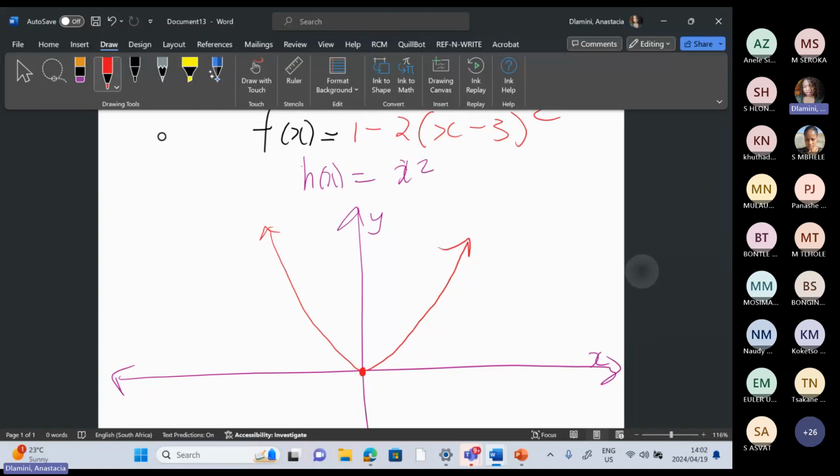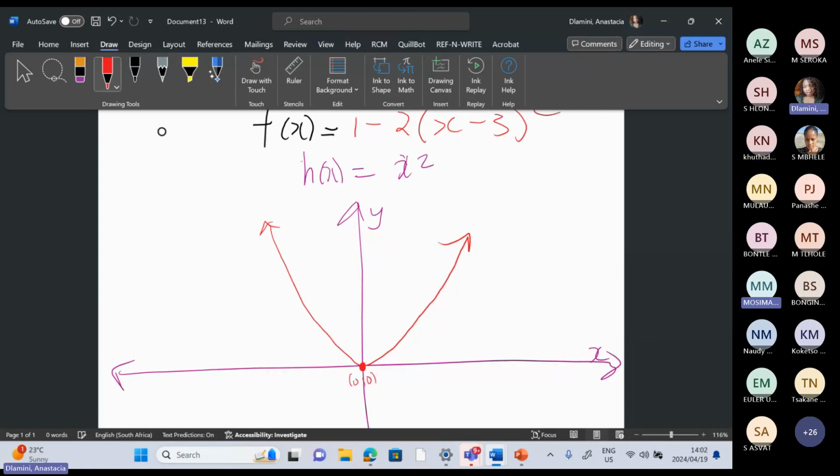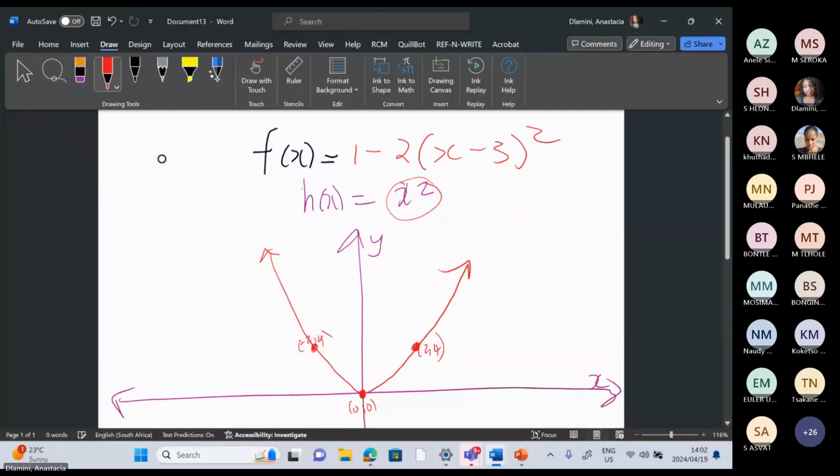So I think we have a graph to the point. To the right, which is 0 and 0, and then negative 2 and 4, and 2 and 4. So meaning we have drawn this part. Where do we start now? So this is h of x squared. What do we do next?